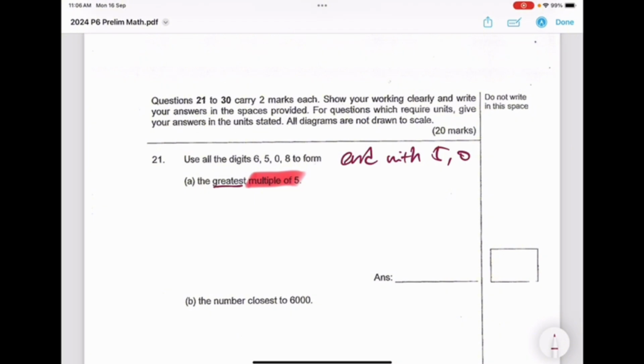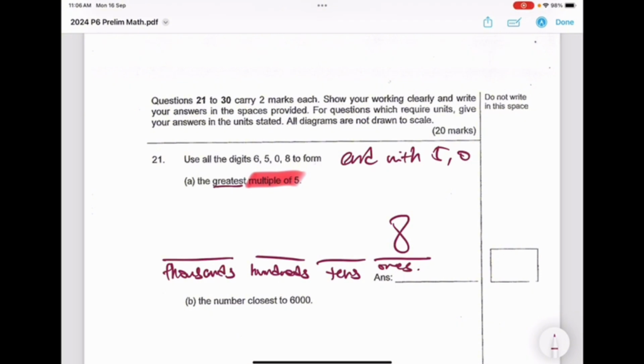Whenever I see this word greatest, I don't want to waste my big numbers on the smaller places. Let me explain. For a 4-digit number, we have the thousands place, the hundreds place, the tens place, and lastly the ones place. What do I mean when I say I don't want to waste my big digits on the smaller places? Imagine I put my 8 over here, when it can potentially be in my thousands place. That will make my number very small, because if my 8 is in the ones place, the next biggest can only be 6, and it will be 6,000 when it potentially can be 8,000.